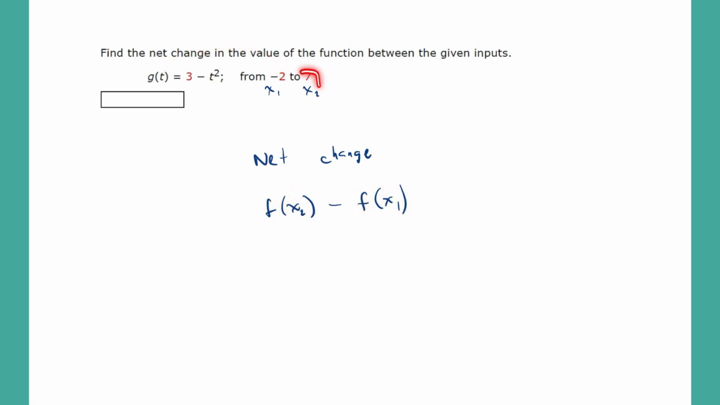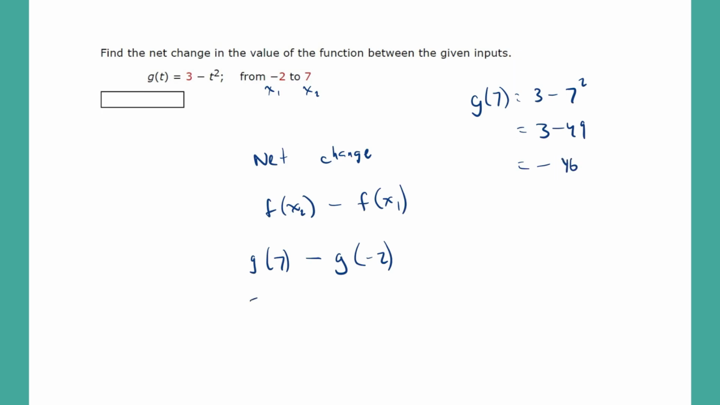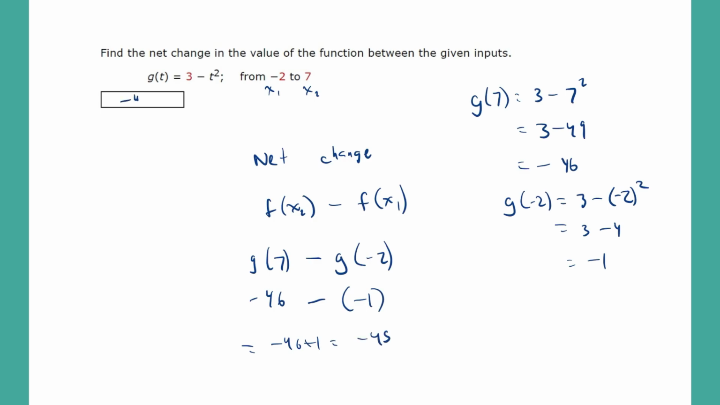So if you plug this in, let's plug in the second one first. G of 7 minus g of -2 is what we're looking for. G of 7, if you plug that in, is 3 minus 7 squared, which is 3 minus 49, which is -46. Minus g of -2 is 3 minus -2 squared, which is 3 minus 4, which is -1. So the net change would be -46 plus 1, which is -45.